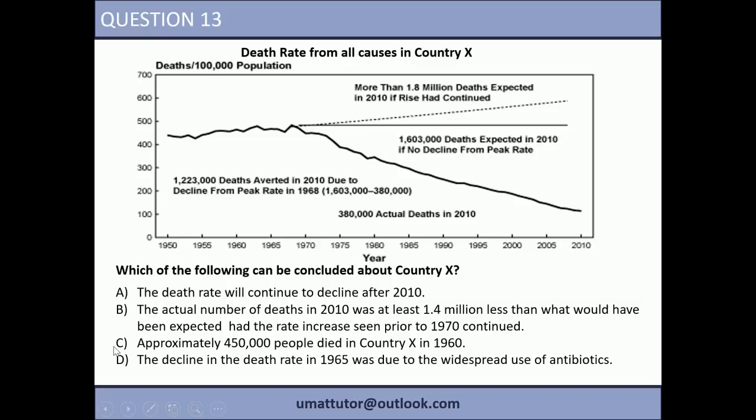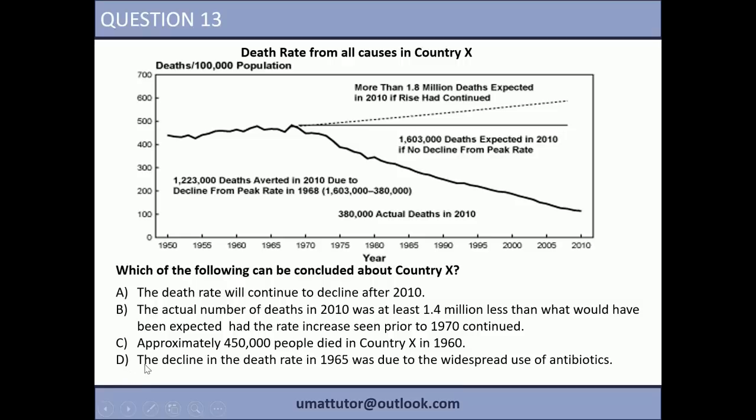Option C, approximately 450,000 people died in country X in 1960. I guess the reason why that's an option is because in 1960 you can see the graph does read off about 450 people out of every 100,000. But that doesn't mean that that number of people died. That's just a misinterpretation of the data. For that to be the case, you need to have a population of about 100 million people. So that's just a case of understanding what we're being shown and understanding that you don't know the number of people who actually died in a given year unless you also know the population. So option C can't be correct.